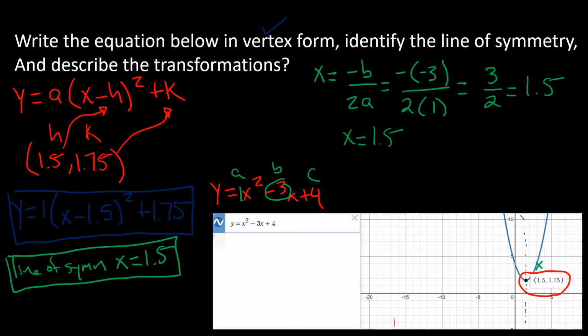Now the last part there says describe the transformations. So our transformations, well, that's based off of our parent function. So if we're moving this over our parent function, you simply look at the changes based off of our vertex form, where we would move negative 1.5, we do the opposite. So we would go right 1.5 units and up 1.75 units. And that identifies, we've already identified the symmetry and transformation.